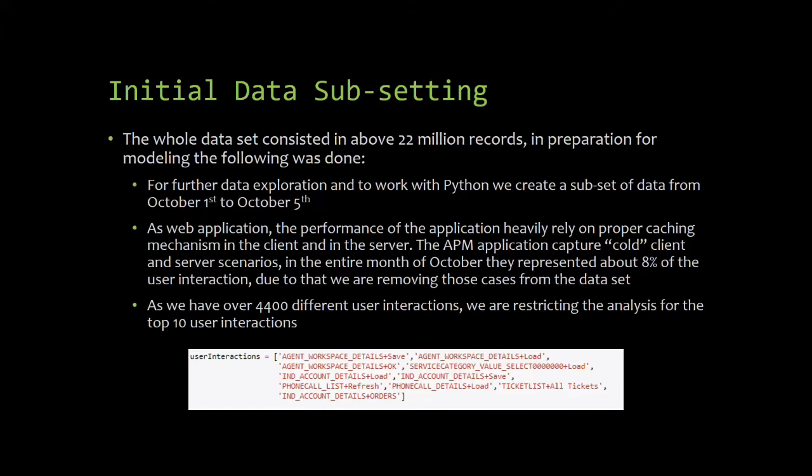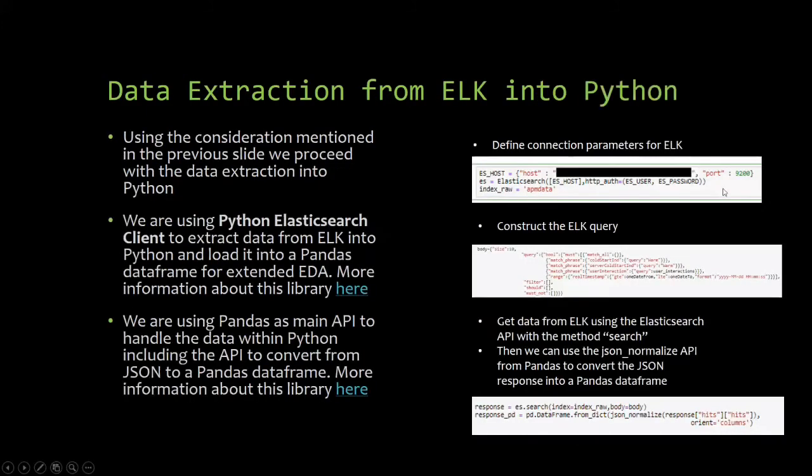As we have over 4,400 different user interactions, we are restricting the analysis to the top 10 user interactions. We are using the Python Elasticsearch client to extract the data from ELK into Python, and we are using Pandas as the main API to handle the data within Python, including the API to convert from JSON to a Pandas data frame.